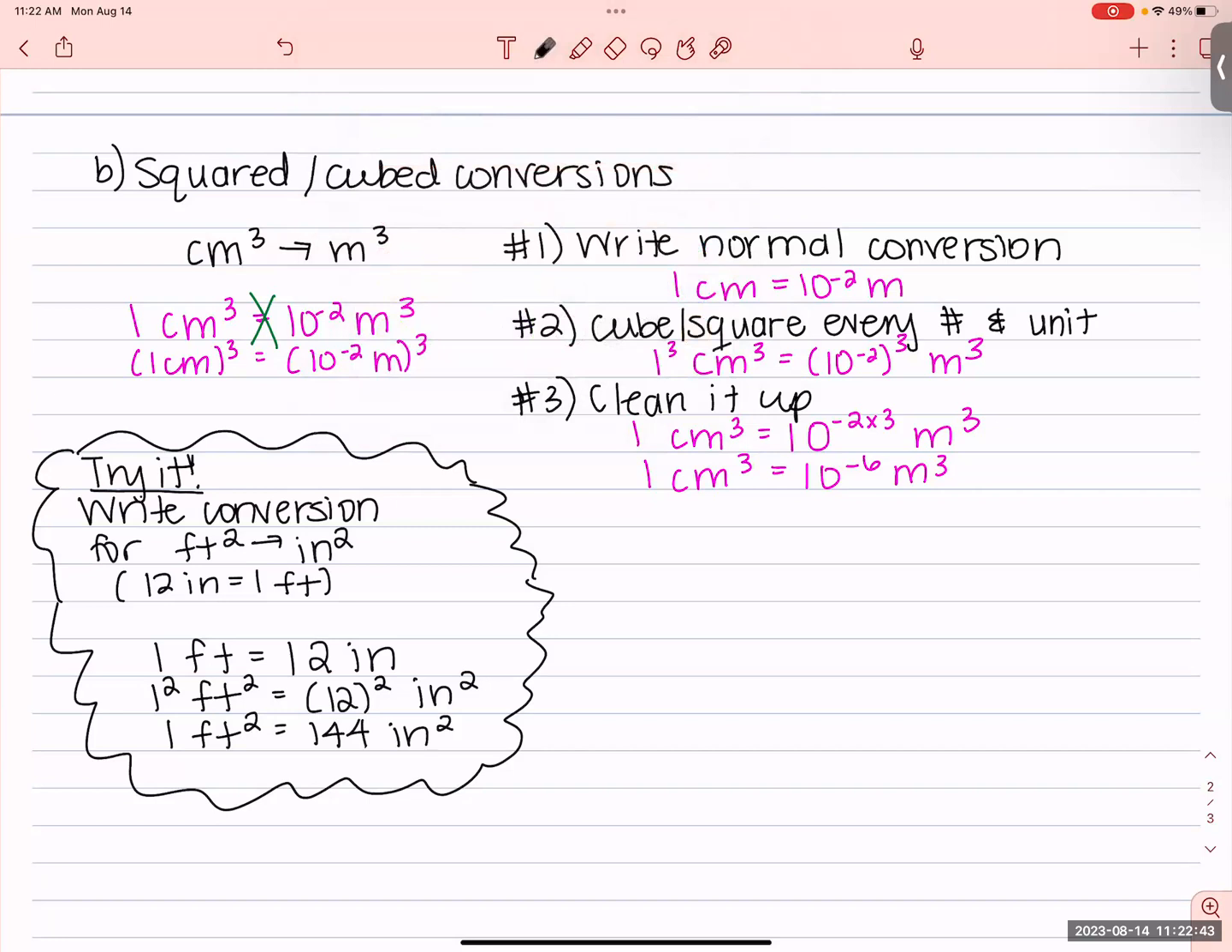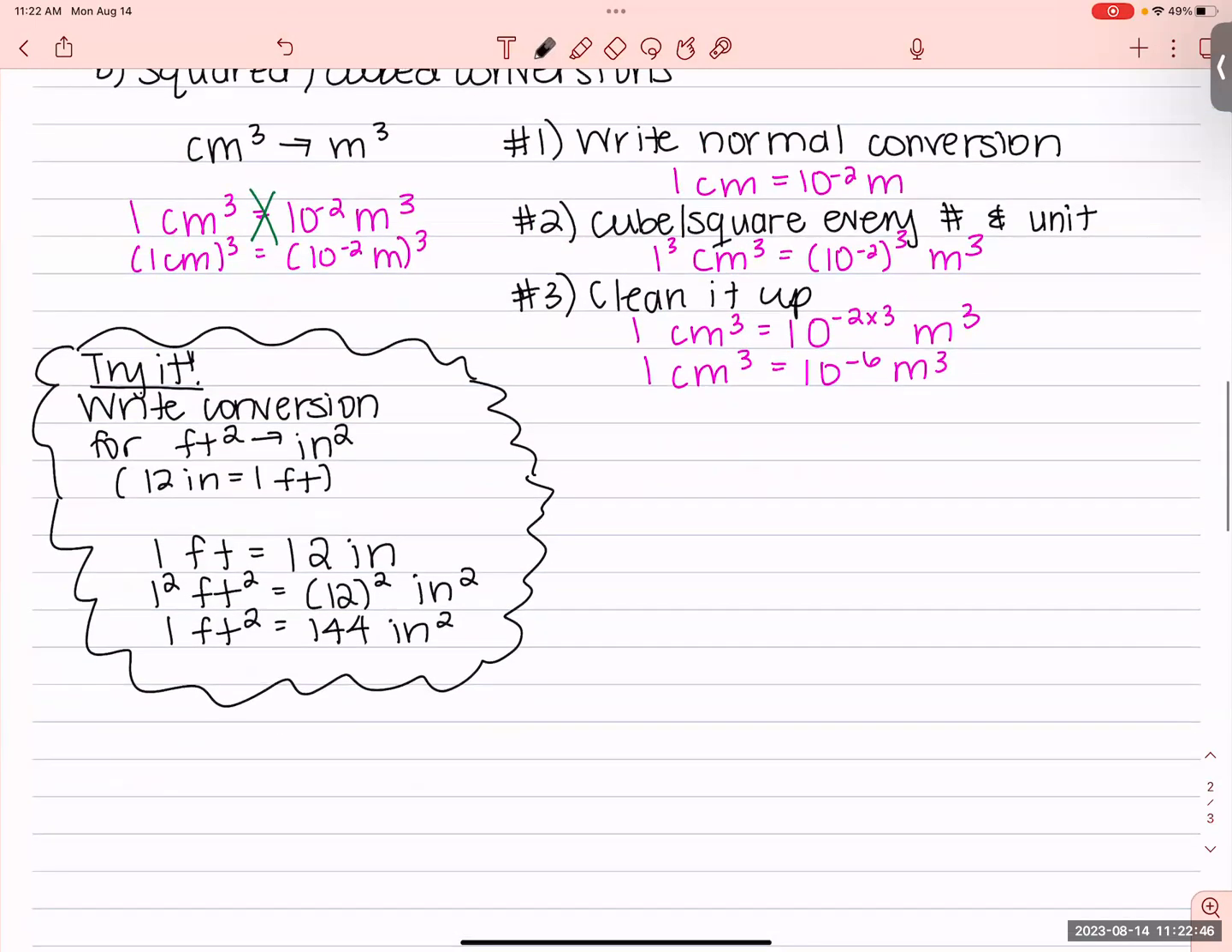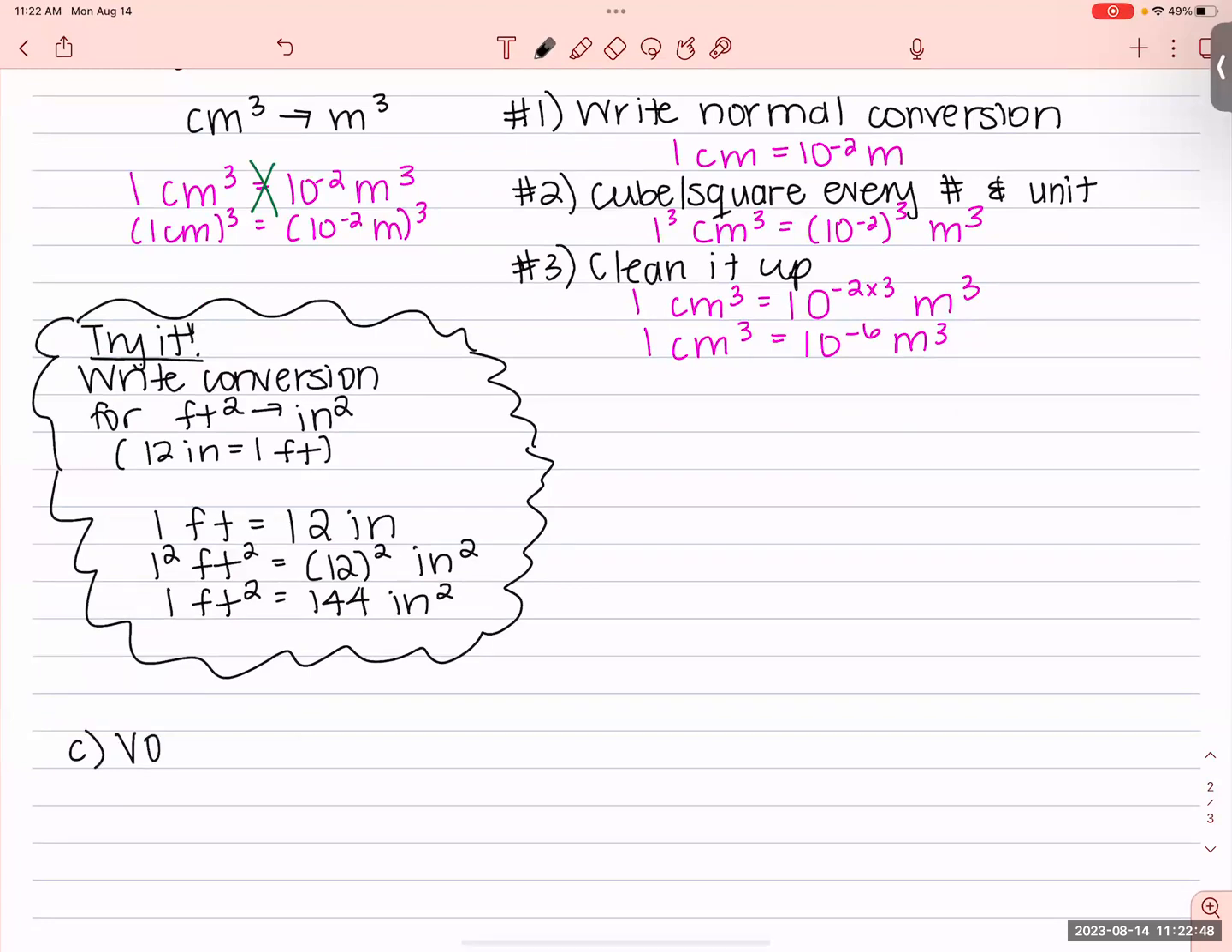Lastly, let's talk about some volume units.